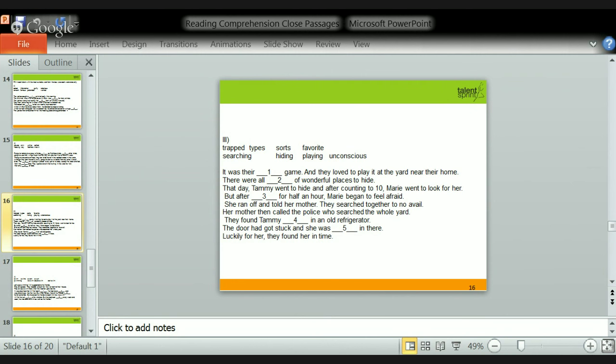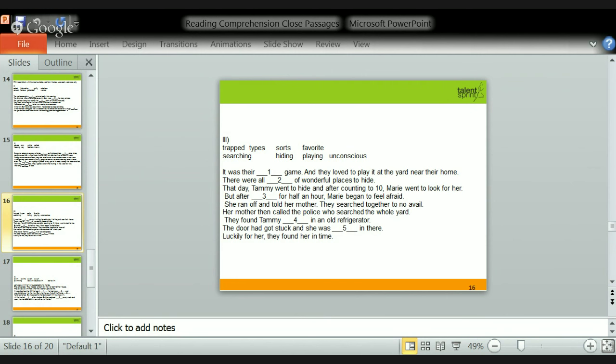The door had got stuck and she was dash in there. Luckily for her, she was found in time. So ideally, she had become unconscious. The reason she was unconscious was that she got stuck there. You don't have the word stuck in the options, so the right word for it is the option trapped.